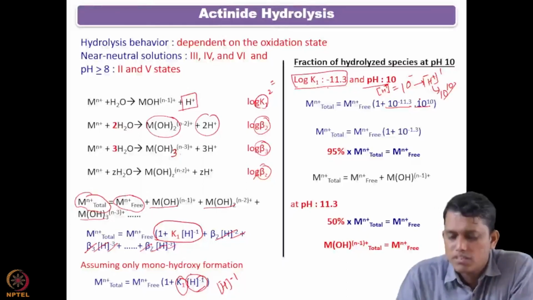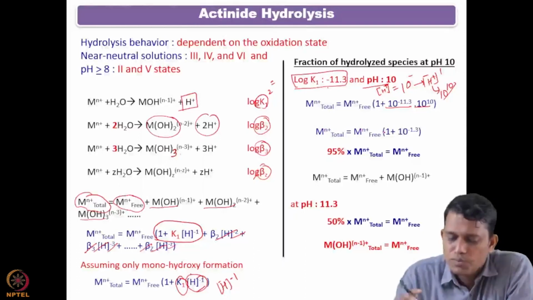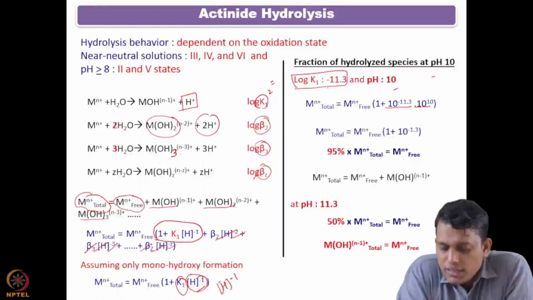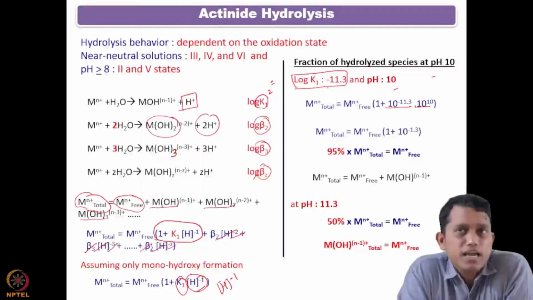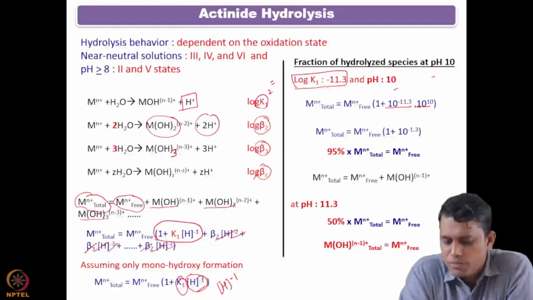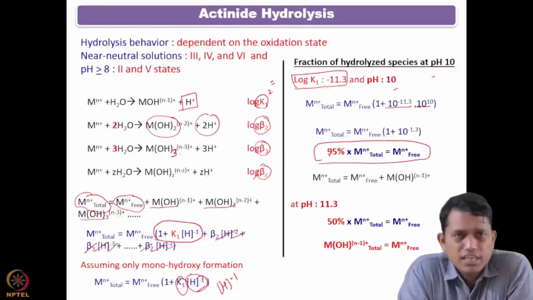We just solve this, and you take the ratio of these two. What we found is that at this particular pH of 10, with the first hydrolysis constant of minus 11.3, the fraction of free metal ion is more than 95%. So you can say the fraction of hydrolyzed species is less than 5%, or close to 5%. We can find out that at a given pH, if the log K values are known, what fraction of hydrolyzed species is present in the solution.